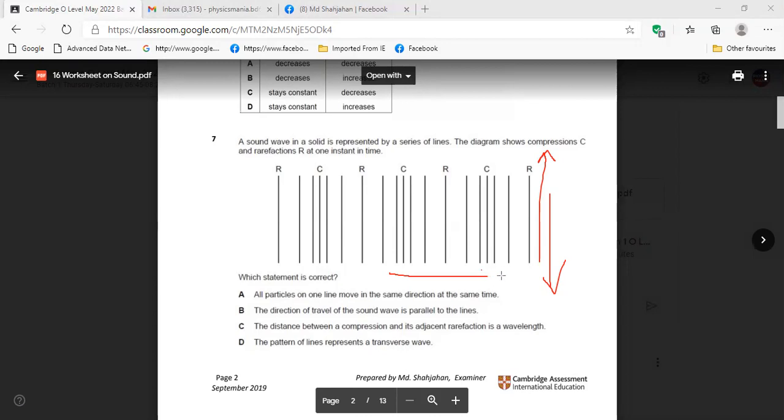Look, here, this is the direction of wave travel. I'm labeling it, then you'll understand. Wave travels in this direction.